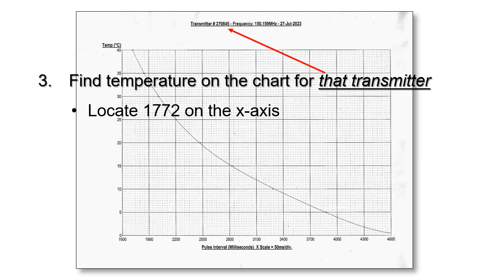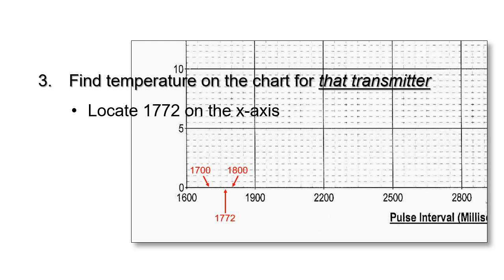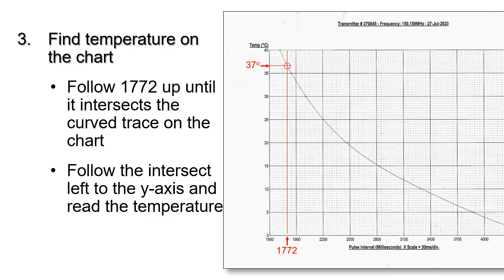Then go to the transmitter chart for that specific transmitter because they're all different. Be sure and use the chart for the transmitter that you're timing and find your pulse interval on the x-axis. Then follow your pulse interval straight up to its intersection with the curved trace on the chart. Then read to the left and find the corresponding temperature on the y-axis.